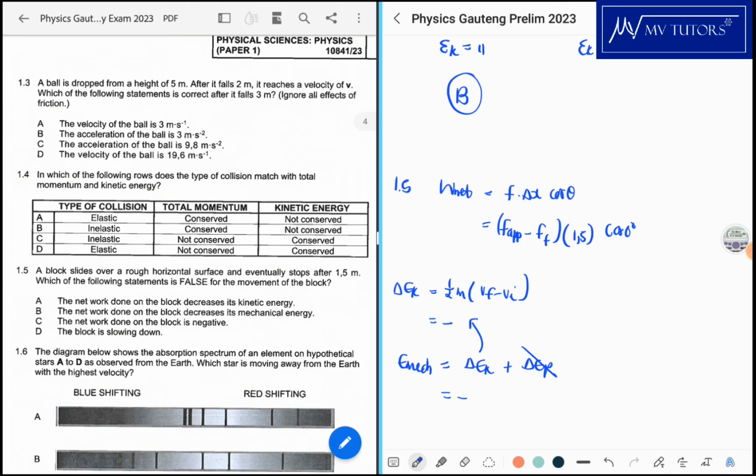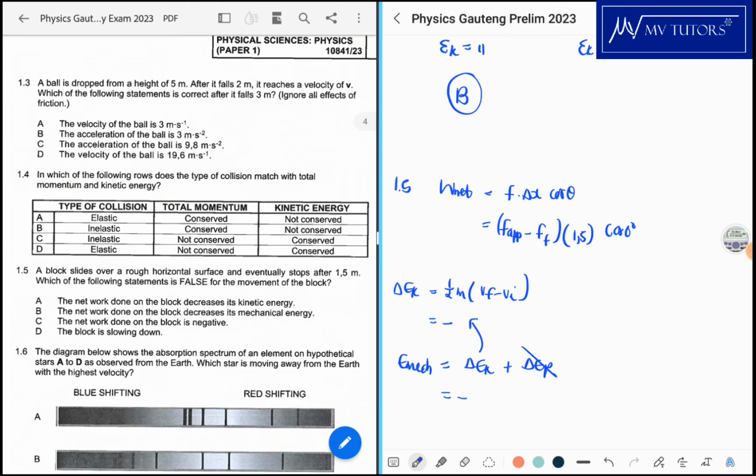Let's get back to it. And then D, the block is slowing down. Okay, obviously it is slowing down because eventually it stops. So now it says, which of the following statements is false for the movement of the block? All these statements sound true.